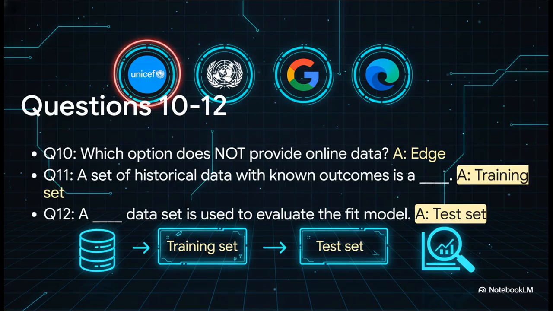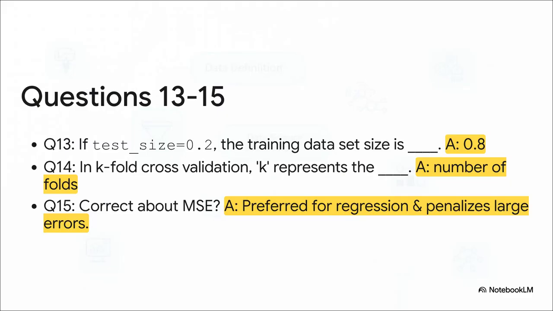Okay, question 11. A chunk of historical data where you already know the answers, that's your training set. It's the textbook your model studies from. And how do you know if it actually learned anything? You give it a final exam with the test set, which is data it's never seen before. And the last of the objective questions.